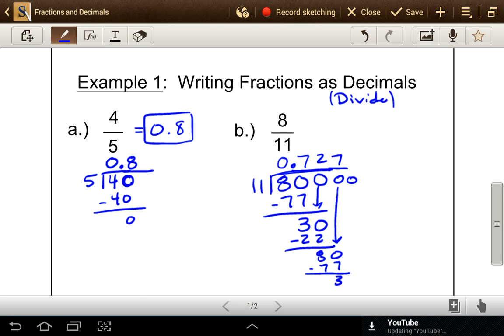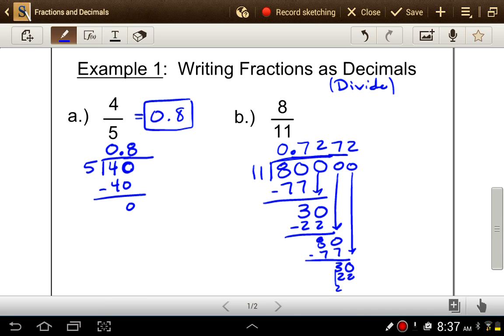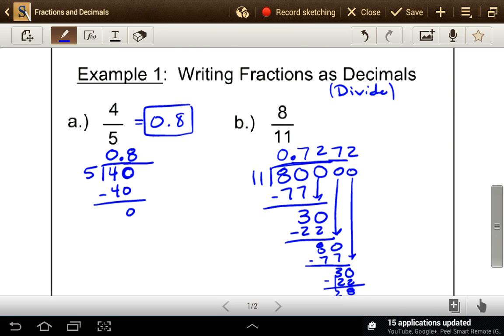Another 0. Bring it down. That's 30. 11 goes into 30 twice. That's 22. Subtract, I get 8. Okay. Sorry about that. Now I see a pattern here.